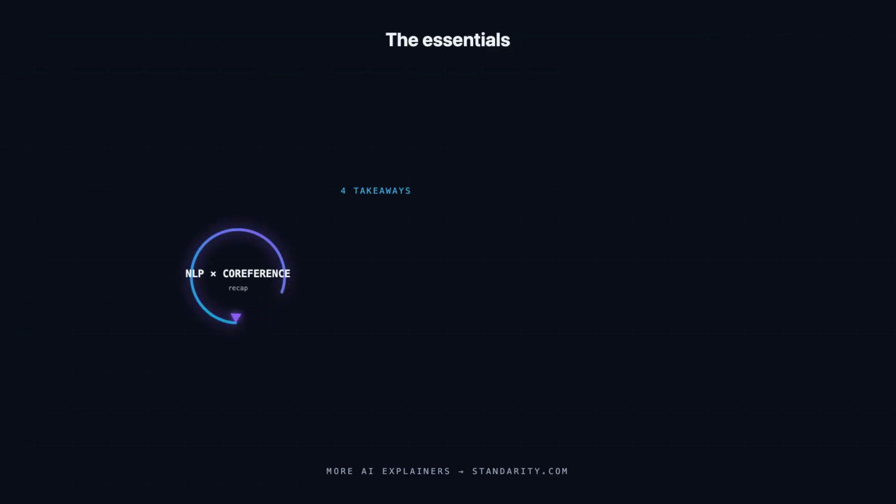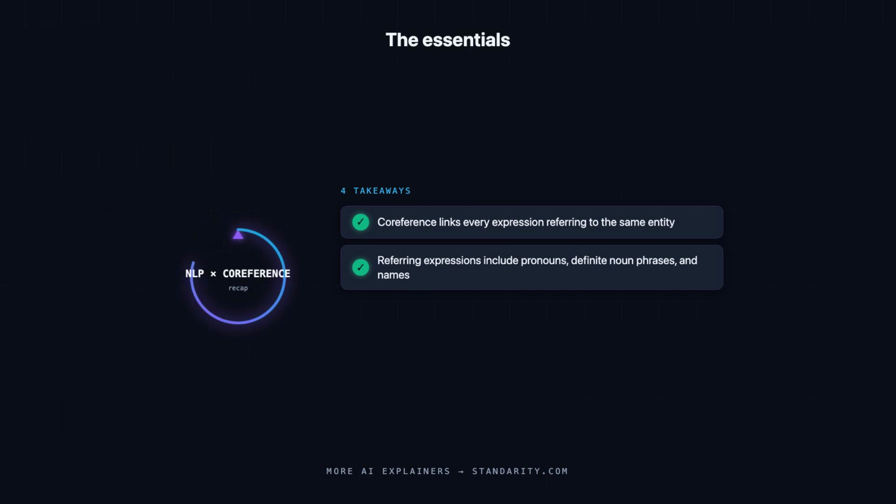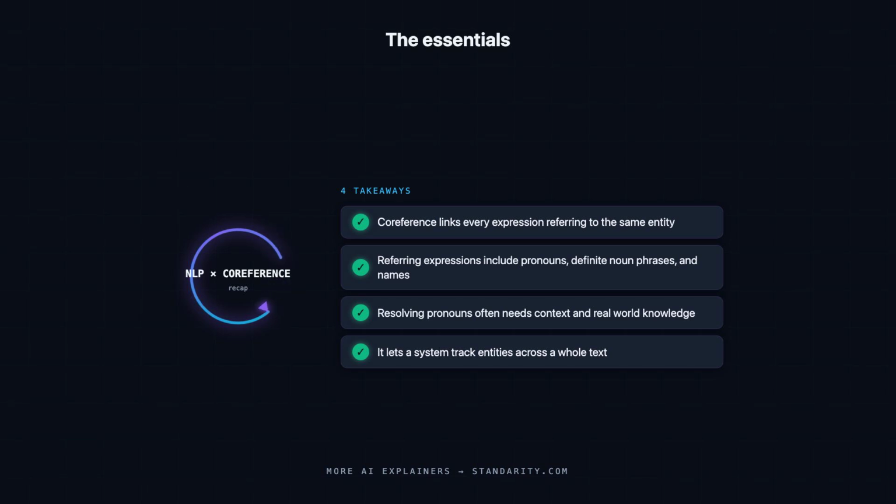Okay, let's lock in the essentials. Coreference resolution finds every expression referring to the same real-world entity and links them into one group. Those referring expressions include pronouns, definite noun phrases, and names scattered across many sentences. Resolving pronouns often demands context and world knowledge, which is what makes the task genuinely hard. Done well, it lets a system track entities across a whole text, powering summarization and question answering.